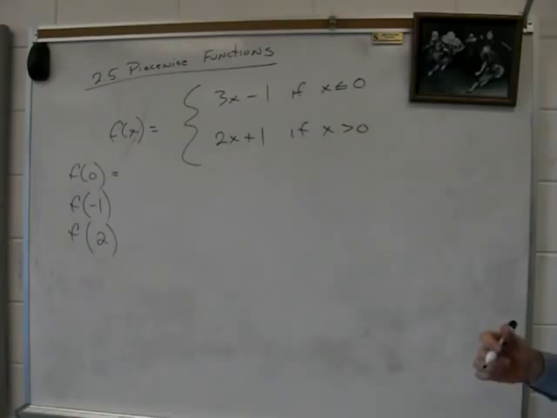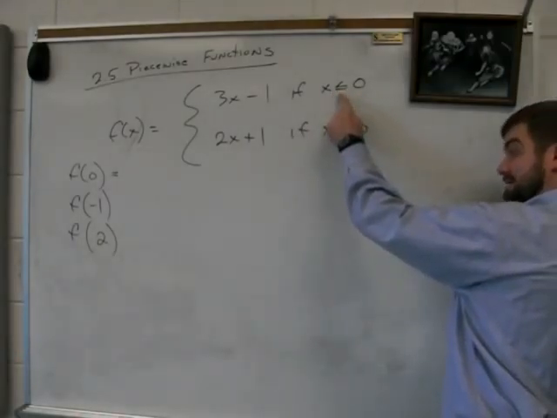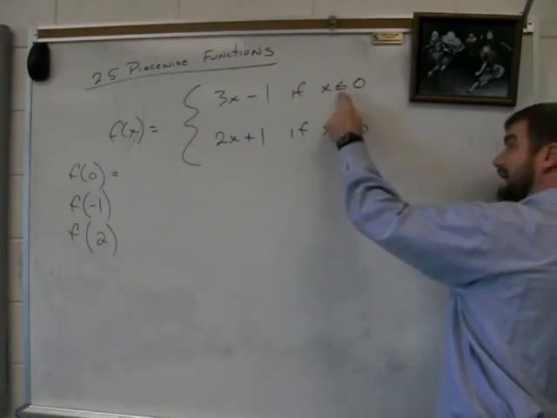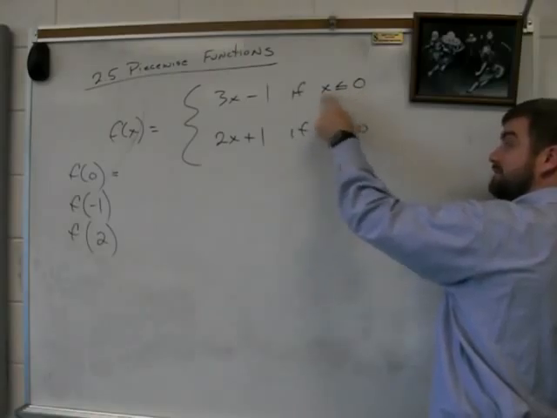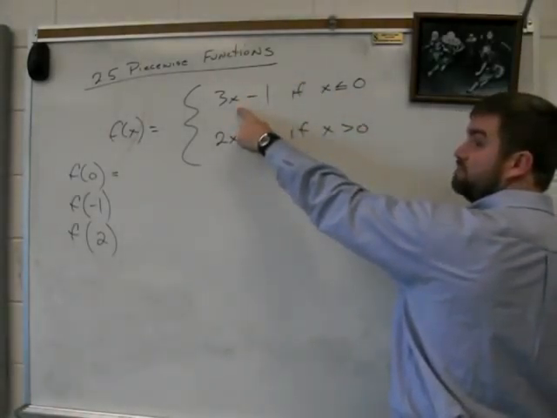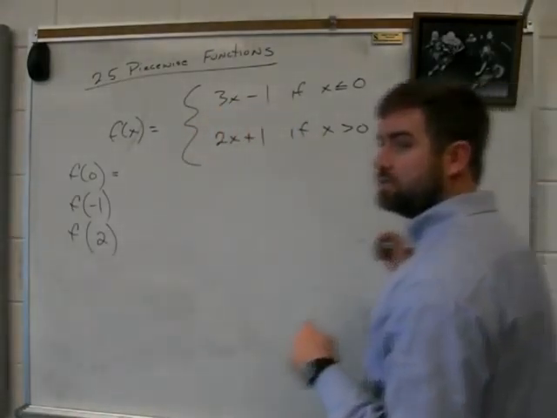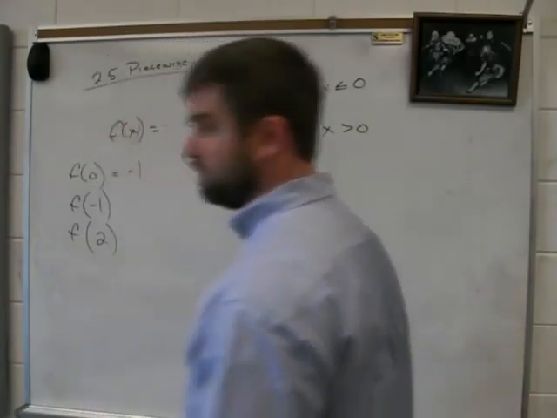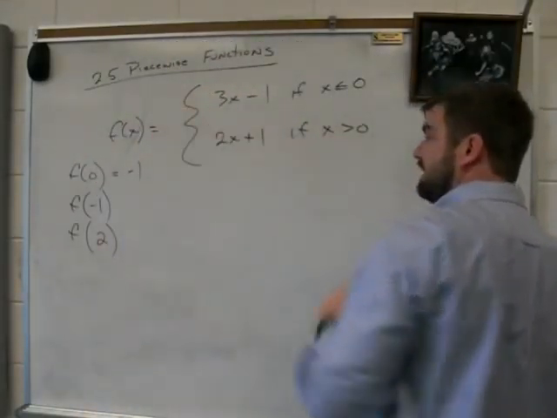We're going to use the top. Why the top? Because it's less than or equal to. So 0 makes a true statement right here. That means this is the function that I have to use. So I'm going to take 0 and I'm plugging it in right there. And what do I get for my answer? What's y? Negative 1. I plug 0 in right here. 3 times 0 is 0. Minus 1 is negative 1.